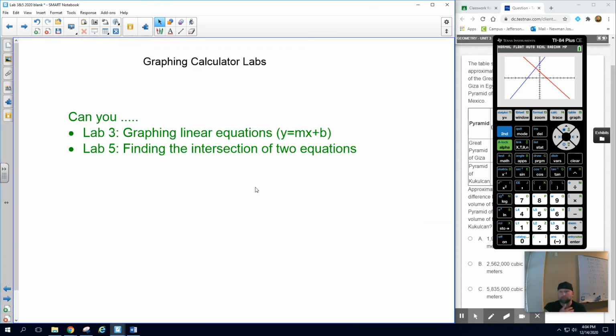So at this point, this is really the end of the video. So hopefully you guys can play with it a little bit more, but this is just graphing linear equations and finding the intersection of two equations.